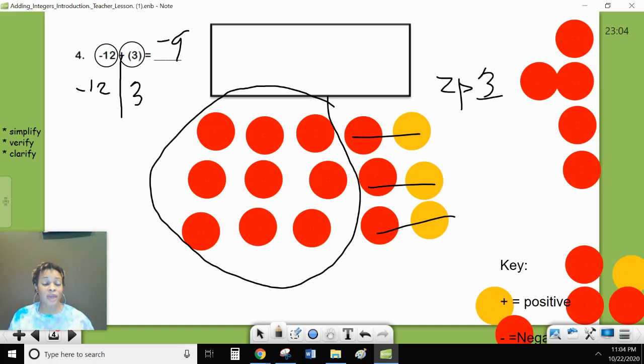Any questions on how to combine integers? So remember, we want to circle the number and the sign in front. We want to simplify by drawing our T-chart, verify what we circled, and clarify that we know what we're working with before we get started. So I hope that this was enough examples to help you get started, and now it's time for you to practice. Good luck.